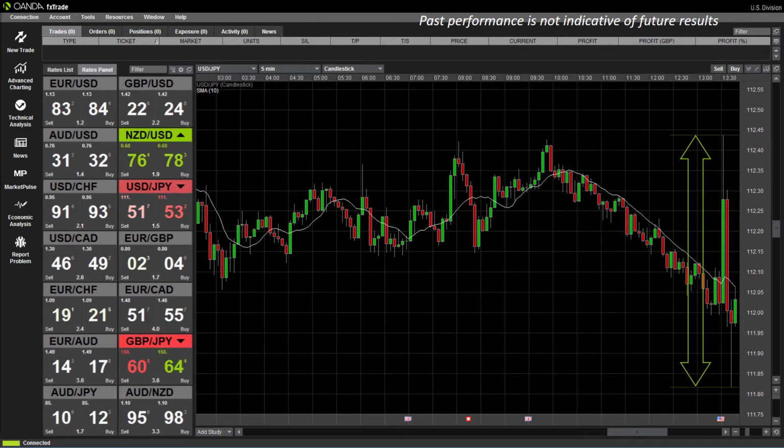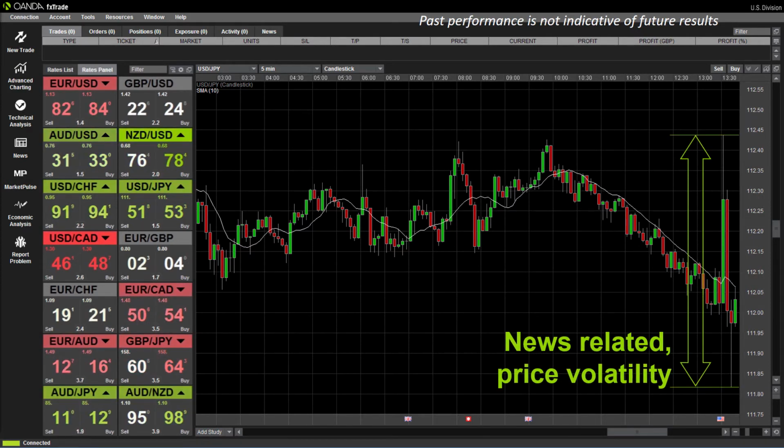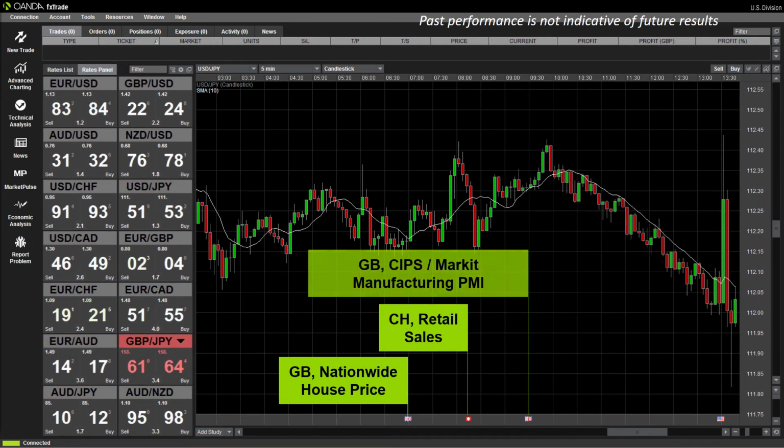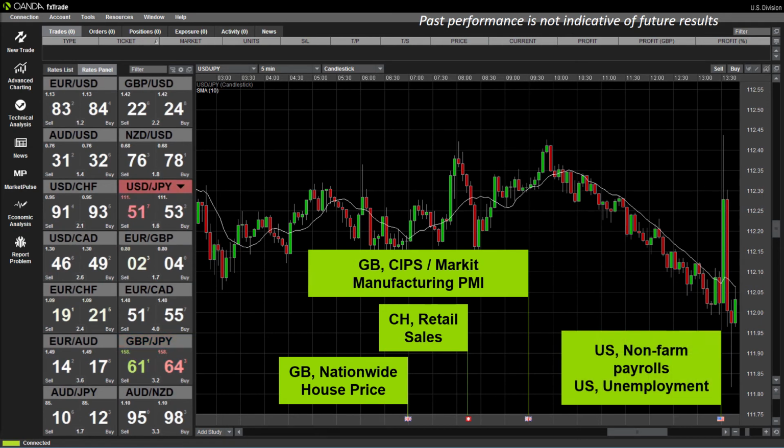as is evident on this chart of dollar-yen during the news release of the monthly non-farm payroll. Non-farm payroll releases relate to the employment situation in the US and, by extension, the health of the US economy. The OANDA FX Trade platform has a news overlay feature that displays economic events on charts in a user-friendly format, which allows you to manage these events and your risk during these times of increased volatility.